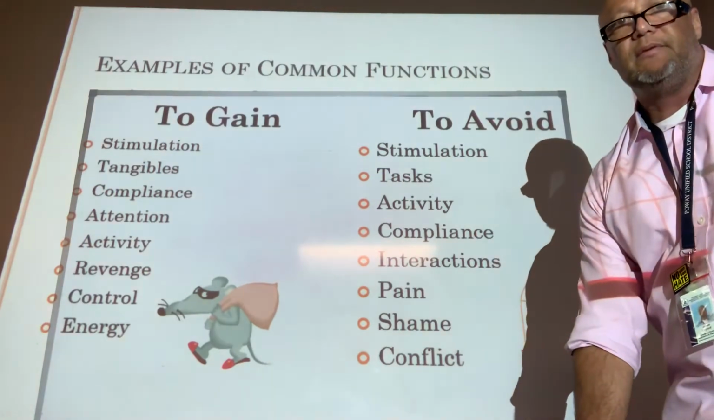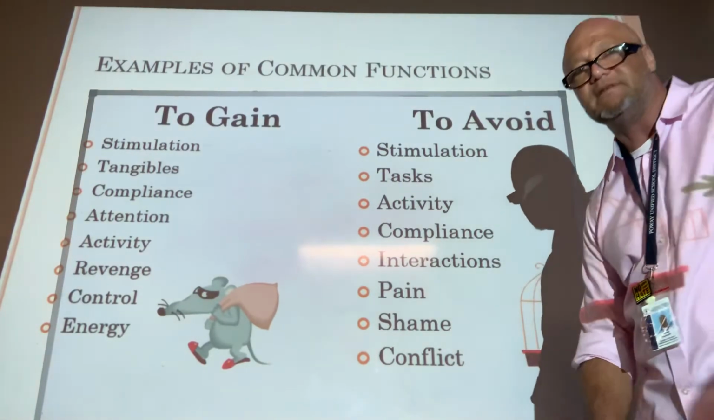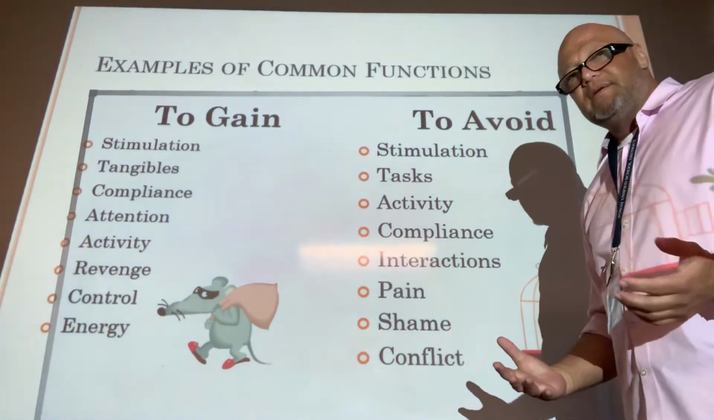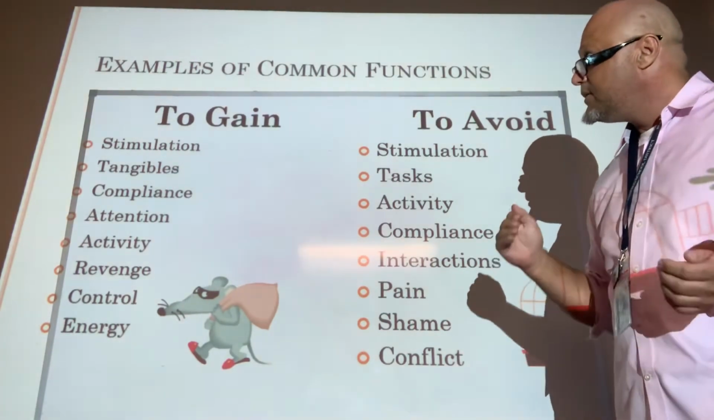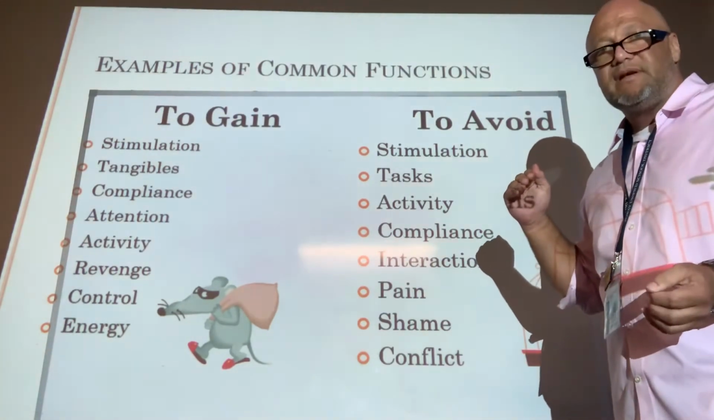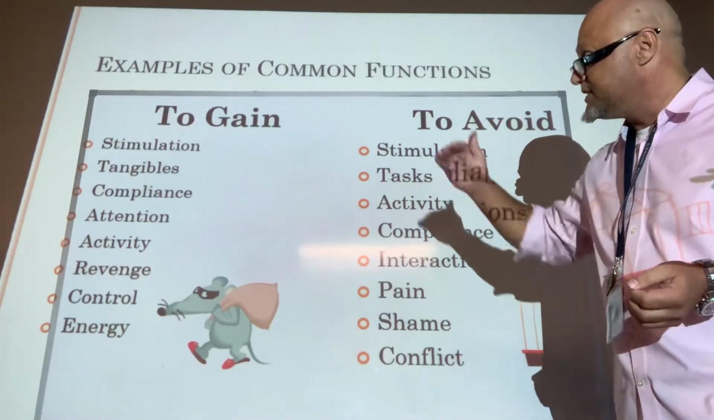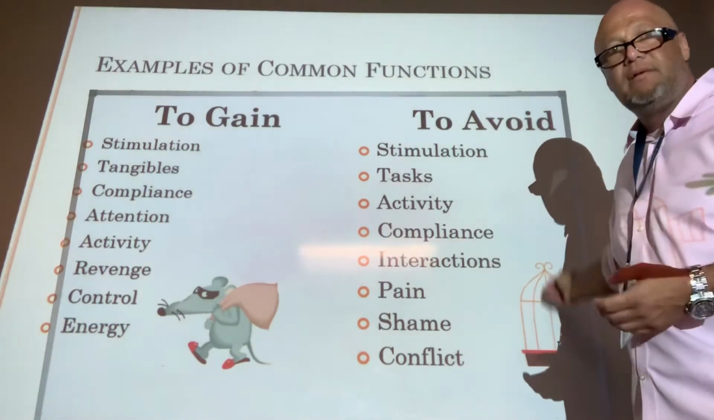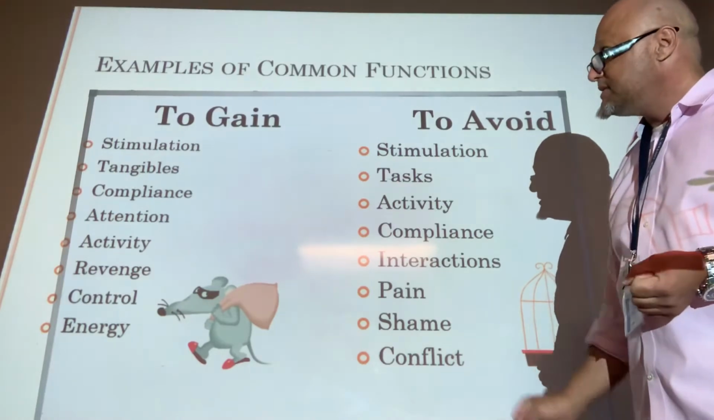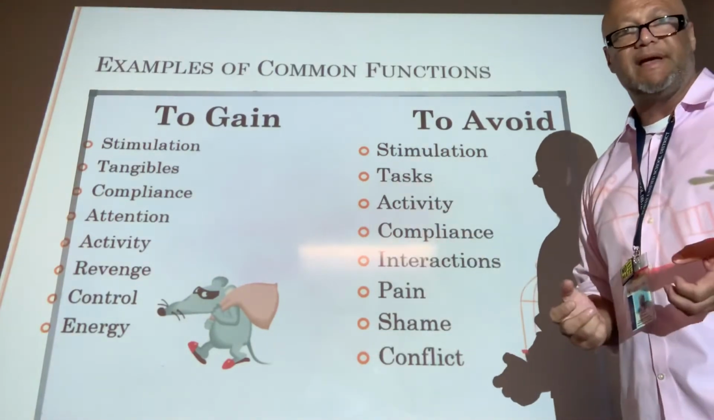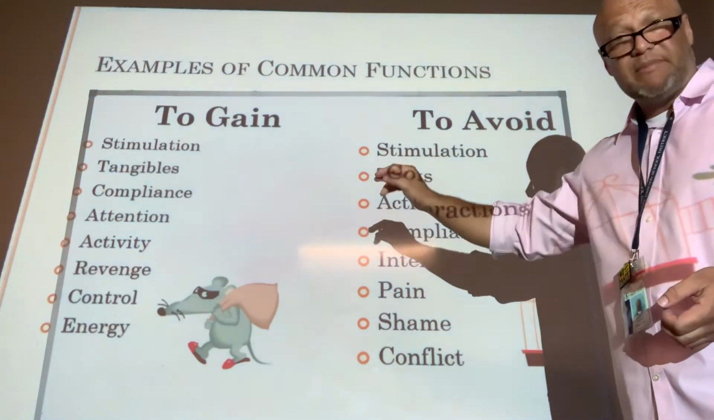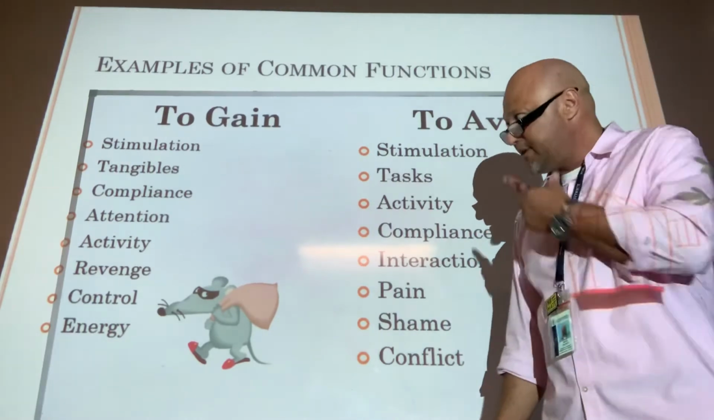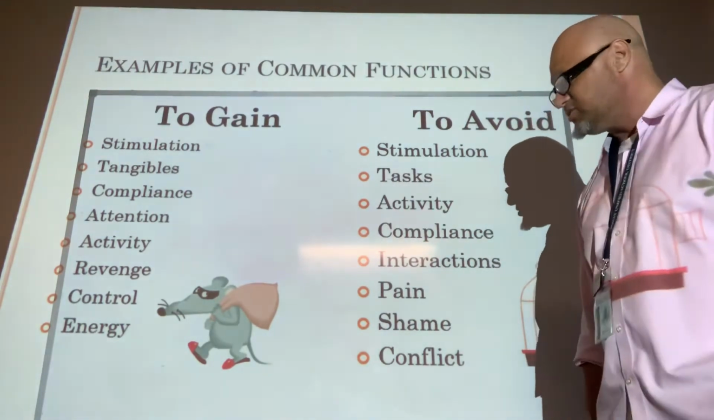Because what we want to do ultimately is determine the function of the behavior. And a function of a behavior in applied behavior analysis, they want to know what the client wanted to gain from doing that behavior, or what they wanted to avoid by doing that behavior. So some examples of what somebody might want to gain by doing a certain behavior would be stimulation, tangibles, compliance, attention, activity, revenge, control, even energy.